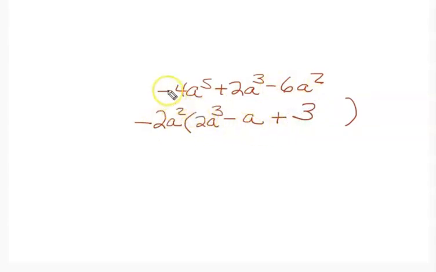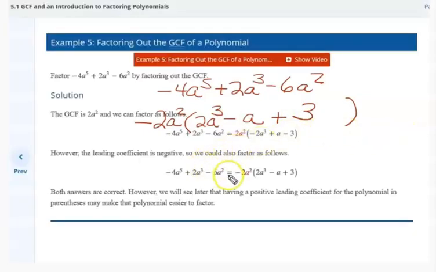Now, if I had factored out a positive 2 from each one, then this would be a positive 2. This would be a negative. This would be a positive. This would be a negative. So let's check it out as we look at this, and you see it here. Now they've done both. They factored out a positive and they factored out the negative. We don't have to do both here.